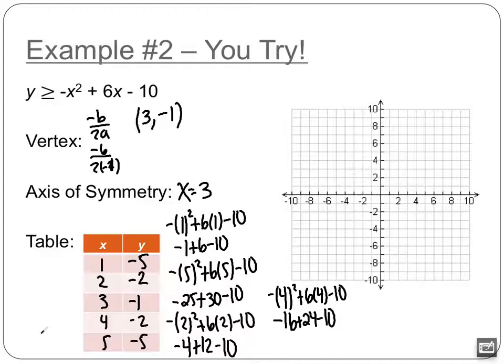I'm going to start again by graphing the axis of symmetry, x equals 3. Remember that that's a vertical line at x equals 3. So our parabola should look the same on both sides of this axis of symmetry. Now to graph the parabola, the vertex 3, negative 1 is right here. And then I have 2, negative 2, and 4, negative 2. And then 1, negative 5, and 5, negative 5. Okay, this time our parabola, or our inequality, does have an equal sign, so this is a solid parabola.